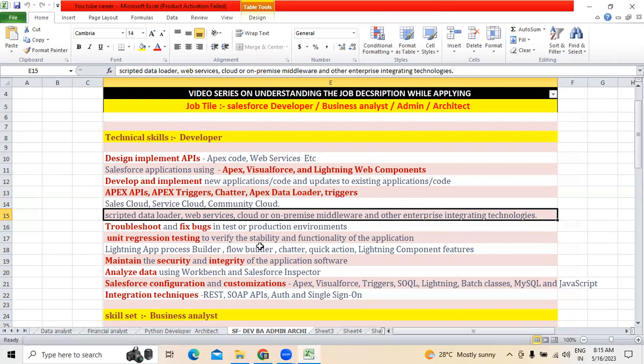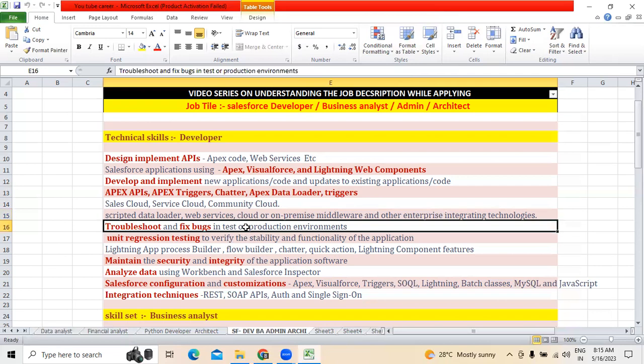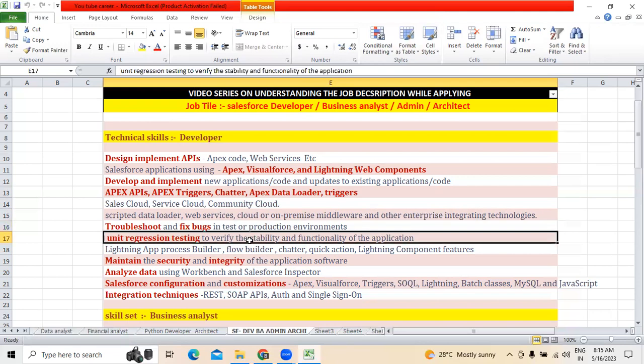Not only this, some sort of testing knowledge is required, wherein to troubleshoot and fix bugs in the testing environment, followed by unit and regression testing. This will also provide an additional edge for any person who is applying for job opportunities in the field of Salesforce development, apart from coding experience, all that.